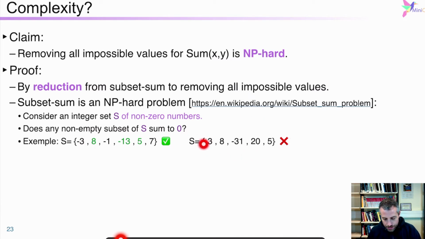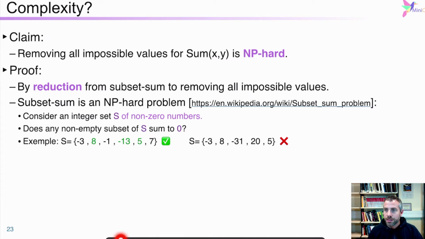But for this other set, you can try every possible combination and you won't be able to find a subset of these values that would sum to 0. This problem is NP-hard. The answer to that problem is either yes, there is a subset of the values that sum to 0, or no, there is not. So it's a yes-no answer.